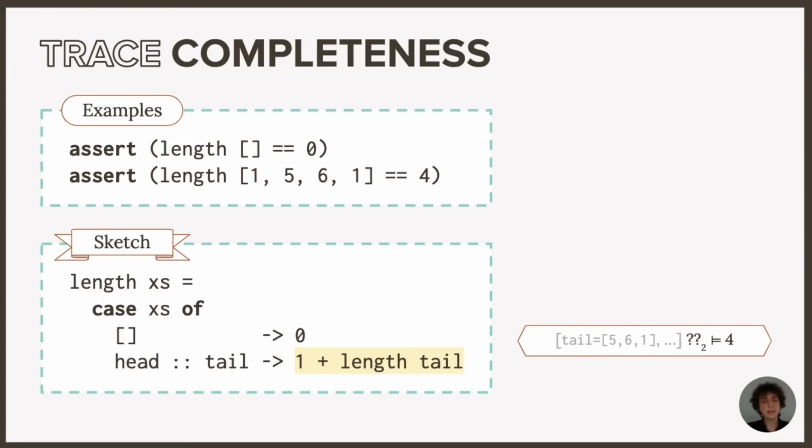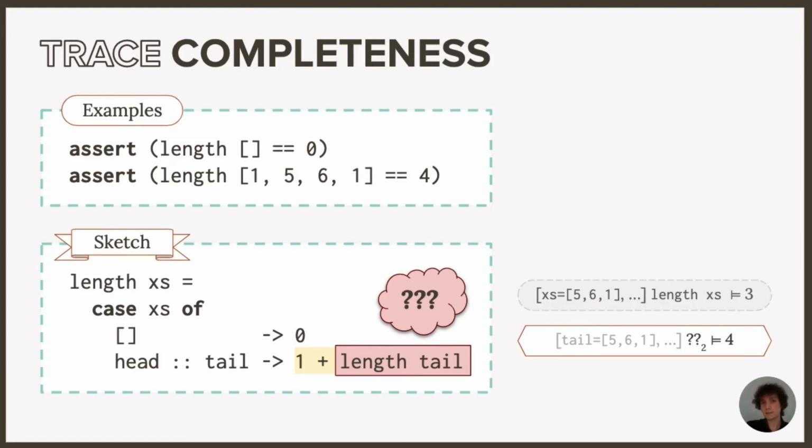But we run into a dilemma here. How can we be calling length on tail when we don't even know what length is, because that's the function that we're trying to synthesize in the first place? Here's where traditional program synthesizers could leverage the trace completeness requirement. If we were guaranteed to have the example that when x's is equal to 5, 6, 1, length of x's is going to be 3, then we could simply slot in 3 for length of tail and see that 1 plus 3 is going to satisfy our requirement that hole 2 needs to be equal to 4. But we don't have that example.